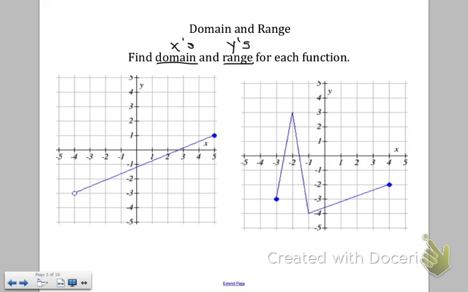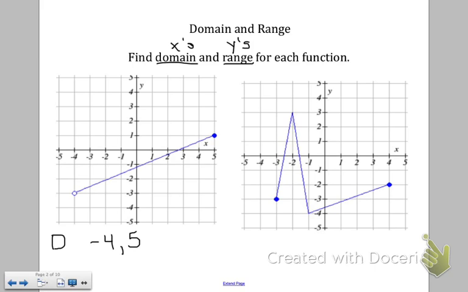When we look at this graphically, since domain is the x's, we're looking from left to right. And when we talk about range, we're looking at the y's, from bottom to top. If I take a look at this first graph, the furthest it goes to the left is an x value of -4, so my domain is going to start at -4. The furthest that my graph goes to the right is an x value of 5.